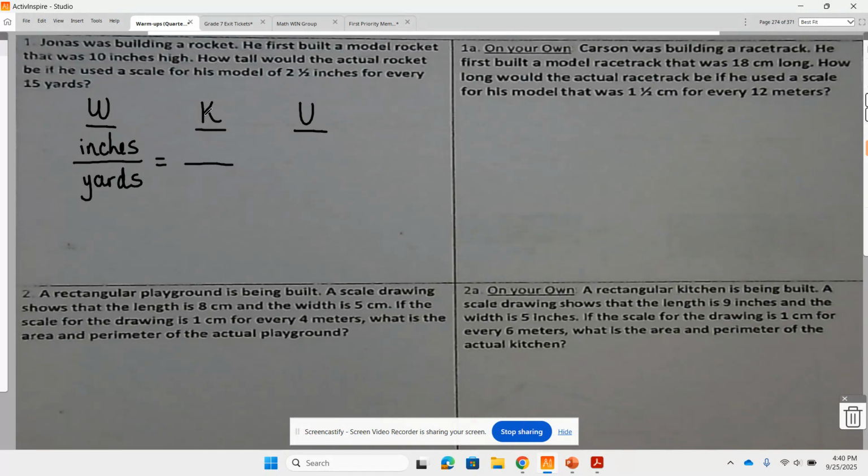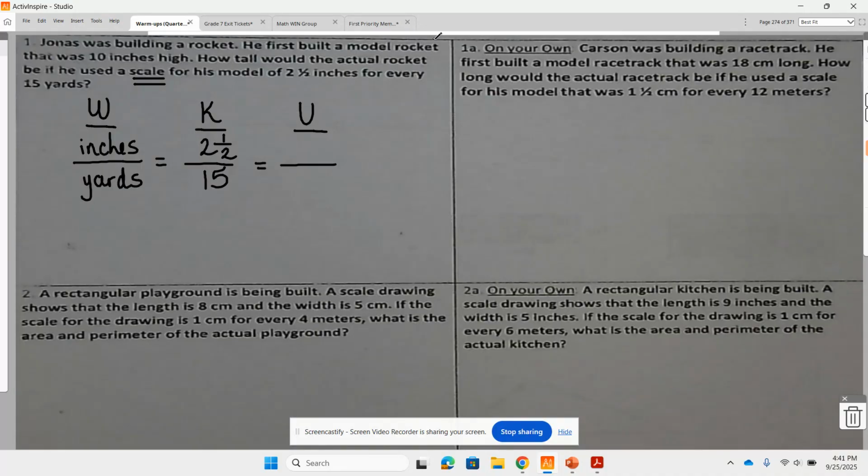A lot of times your K is going to be your known scale. So in other words, they're going to represent something on a small graph or model to represent something in the real world. So in this case, 2.5 inches represents 15 yards on the actual rocket. So be careful on what they're asking for.